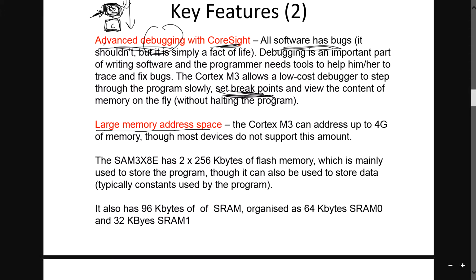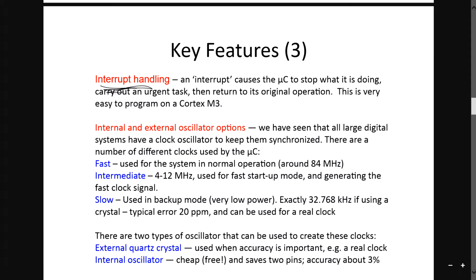Large memory address space, I think I don't need to explain this. Interrupt handling, I think I talked about it already. Now, in order to handle interrupts, we normally use internal and external oscillator options. What is this all about? The oscillator is somewhat like a reaction, whether you want a fast, intermediate, or slow reaction to a certain interruption. I need you to go and check it out.